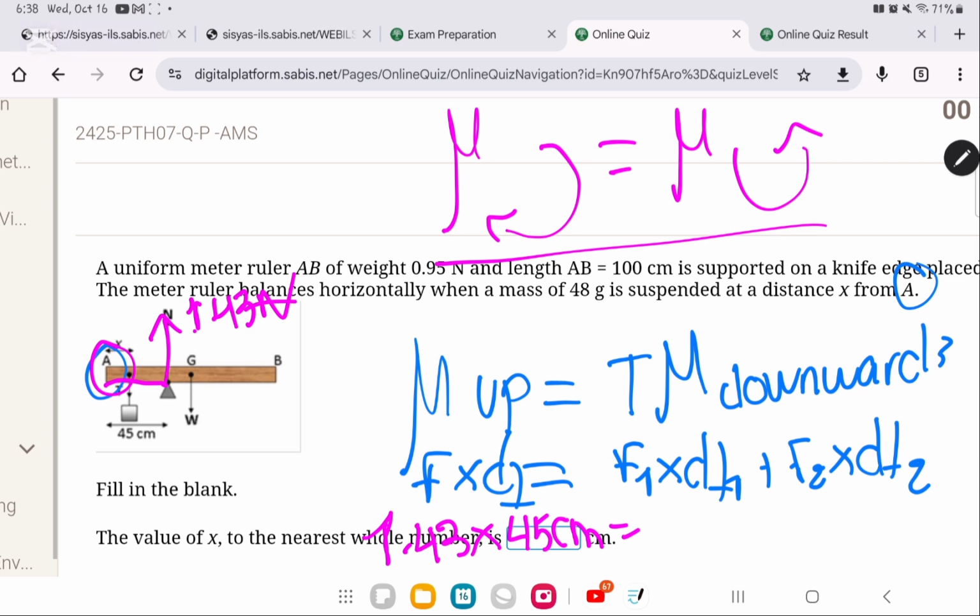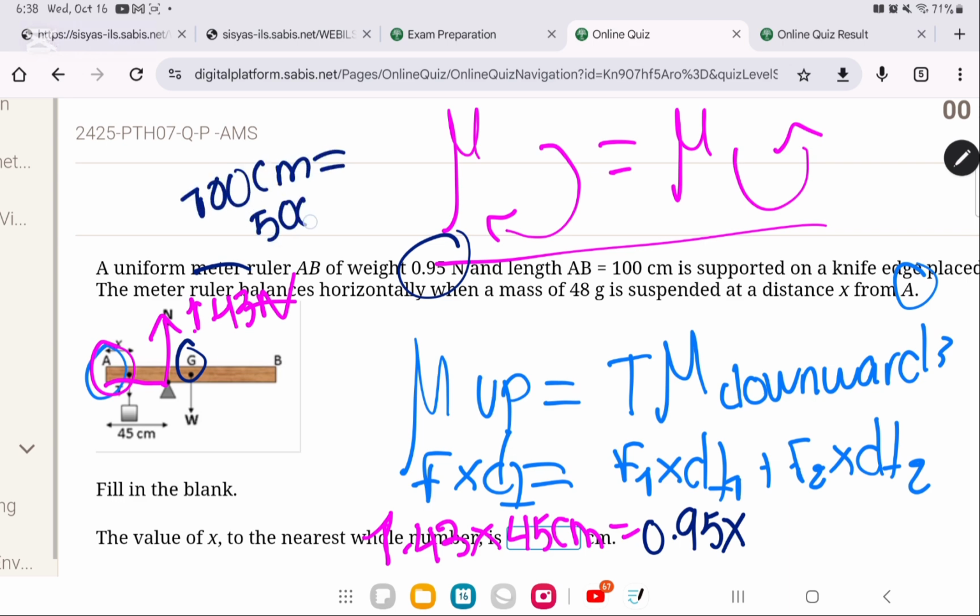It is then equal to force 1, which we said is the weight of the ruler, which was 0.95 newtons, multiplied by the distance from the weight of the ruler to the axis. We know that the weight of the ruler is in the geometrical center, the gravitational center. Since this object is uniform, it will be exactly in the middle. Since it is a meter ruler, which is 100 centimeters, it will be exactly in the middle, which is 50 centimeters. So 0.95 times 50 plus force 2.